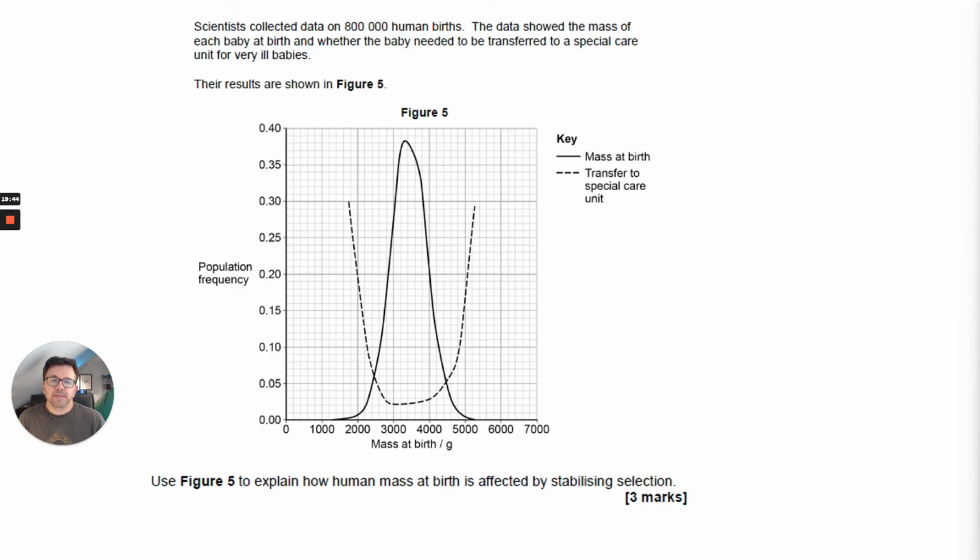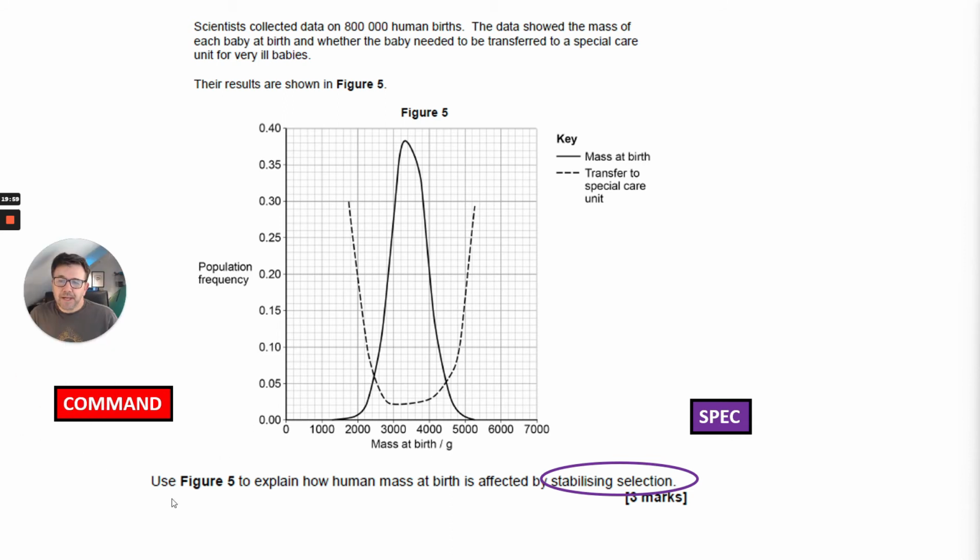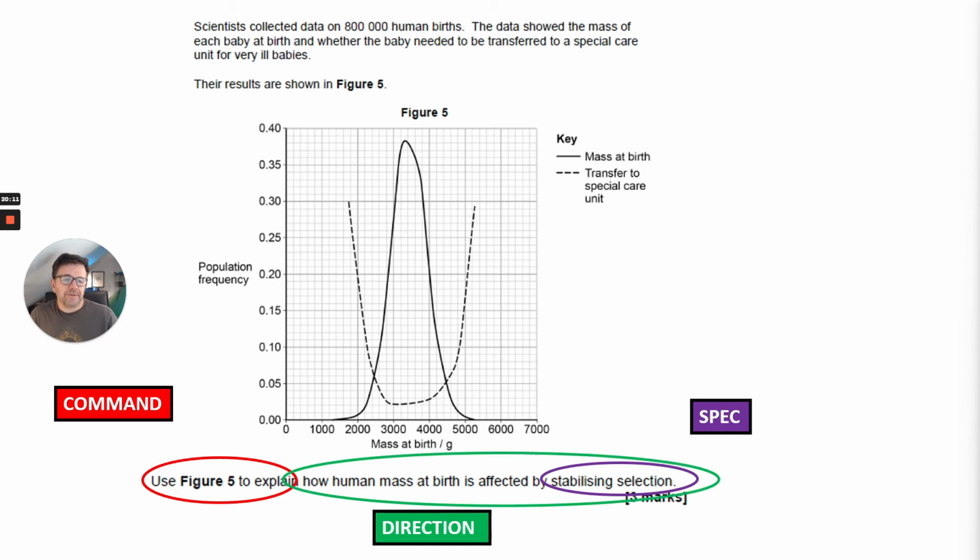So let's look at this question related to spec, command and direction. Spec in this case is definitely about stabilizing selection. So this was your work in genetic variation. The command word is use figure 5 to explain. So you're going to give biological reasons for this data. Direction: about explaining how human mass at birth is affected by stabilizing selection. So there are 3 marks up for grabs. Okay, so here we go. By the way, if you could try and do these questions before I show you the answers. I should have told you that before though.